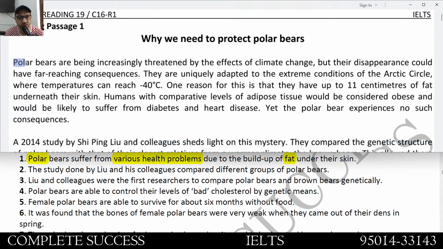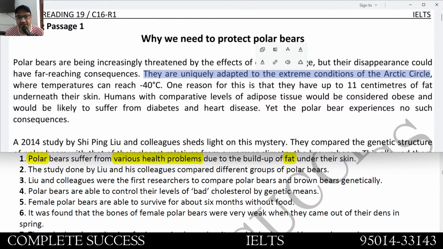We'll start the passage. Polar bears are being increasingly threatened by the effect of climate change. So there are threats of climate change on polar bears. If climate is changing, it will affect polar bears, but their disappearance could have far-reaching consequences. If polar bears totally disappear, there could be very dangerous far-reaching consequences. They are uniquely adapted to the extreme conditions of the Arctic Circle.